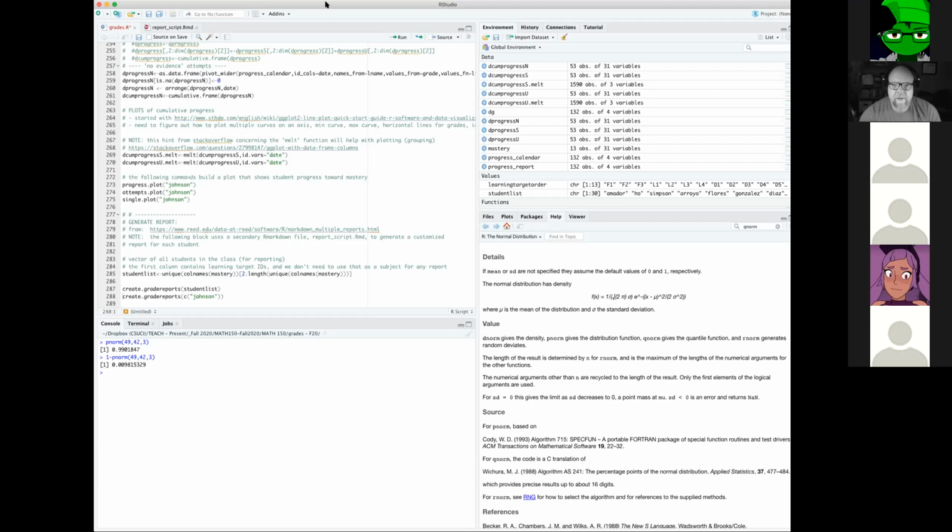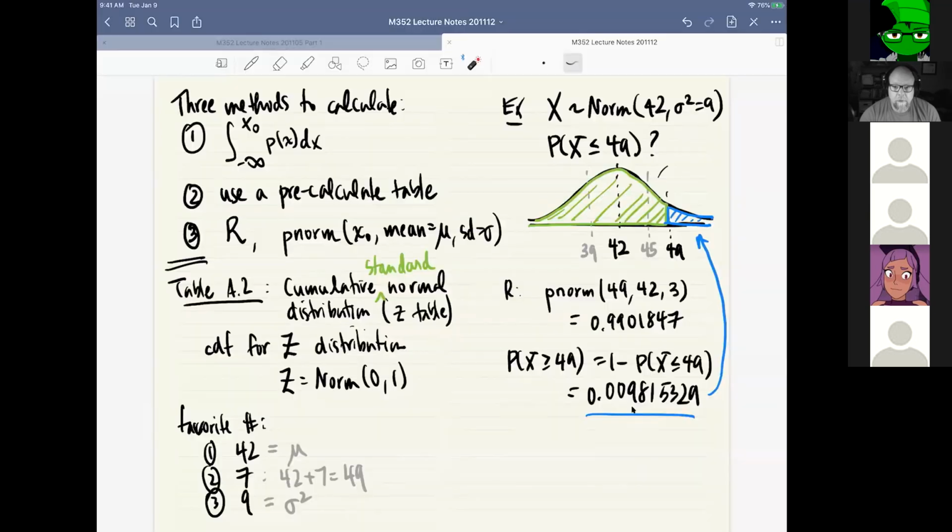Oh, here. I need to share with you my tablet. So to use the table in the book, I need to convert my random variable to the standard normal random variable. So what we're going to do is this. We're going to take our x naught, which is 49. Okay, so that's the value that I'm interested in. And I'm going to convert it to a z-score.